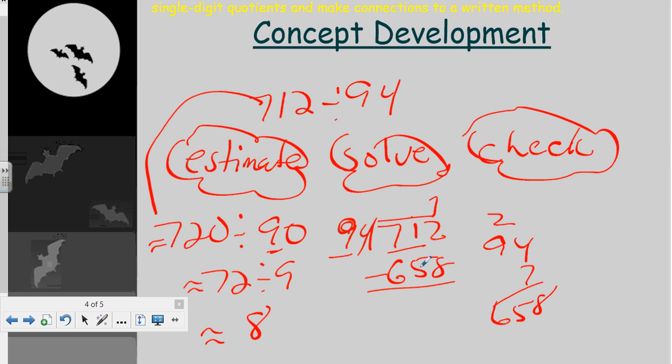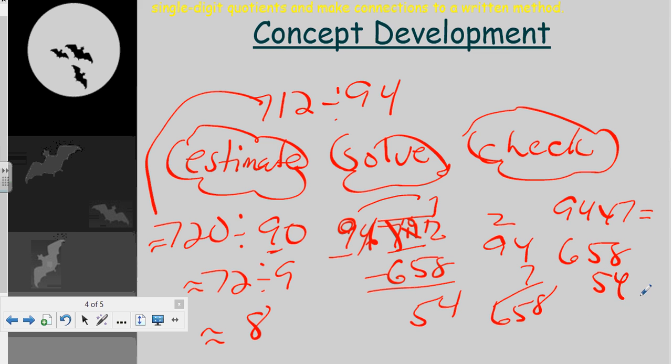Okay. Subtract. Ooh, a lot of regrouping here. 6. Oh, we need to make that 10. Now we have 4, 5. 54. And that would work. Okay. Now we have a huge remainder. But now we would basically do the same thing: 94 times 7, which you already know is 658. 658 plus the 54, 12, 10, 11. Okay, seeming pretty easy to me.